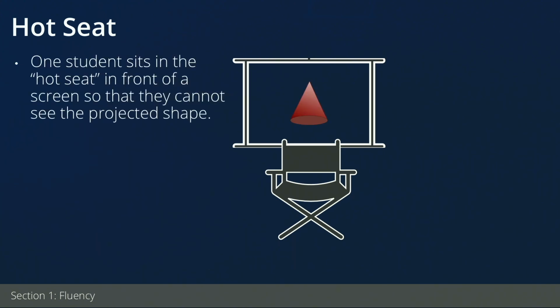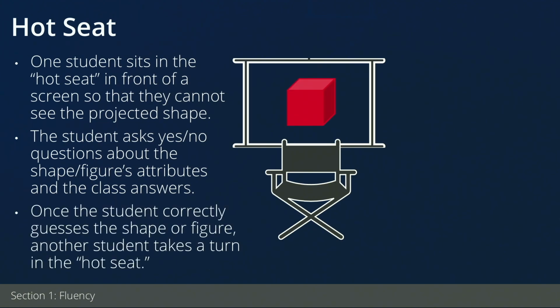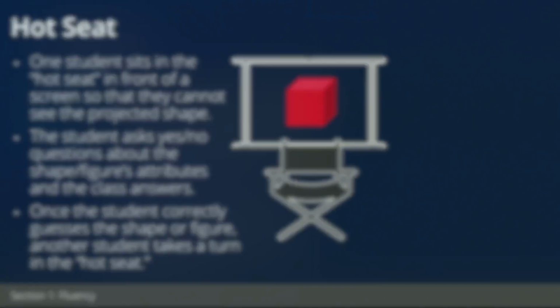Another game that students might want to play that helps them with identification of shapes is the hot seat. Students sit in a seat in front of a screen, but they cannot see the screen behind them. And then a shape appears on the screen. And then the student has to ask yes or no questions about the shape or figure's attributes, and then the class answers. So maybe they ask, is it a shape or a figure? Or is it two-dimensional or three-dimensional? Then the class would say, yes, it's three-dimensional, or no, it's two-dimensional. And then once the student answers correctly, another student gets to take the hot seat and another shape appears.